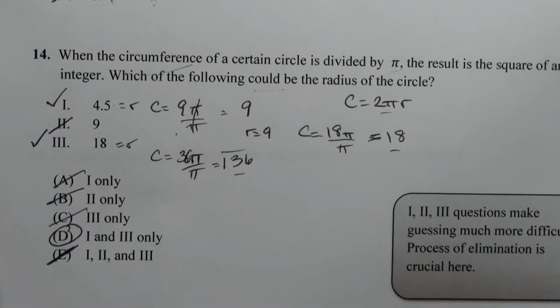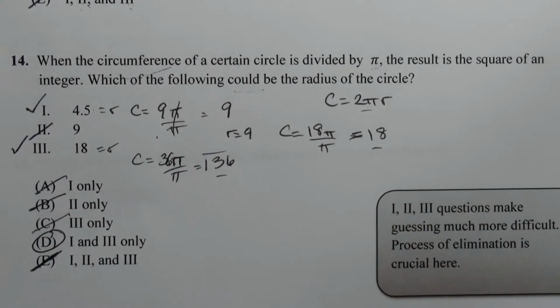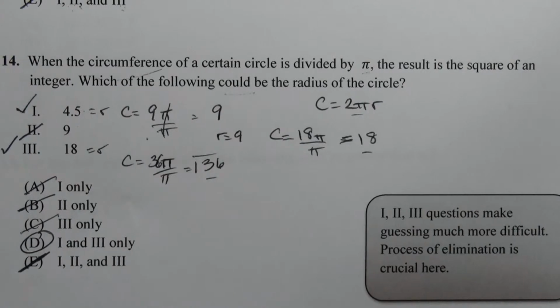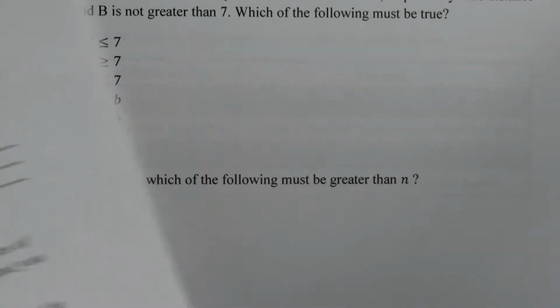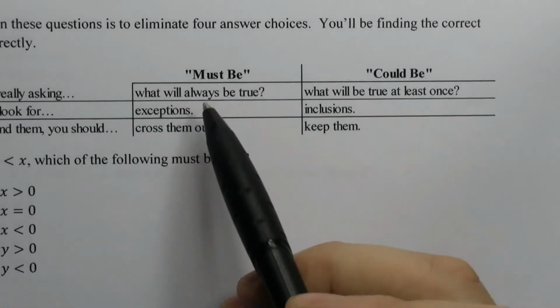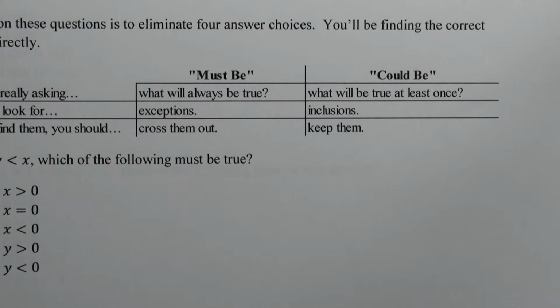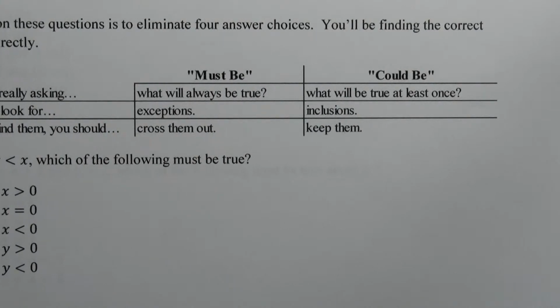So remember, when you're dealing with could-be questions, you really just want to look for one instance of truth, right? The second it works, it's in. You don't need to worry about that one anymore. So let's try a must-be question and see the difference, right? So as a reminder, with must-be, we're looking for opportunities to cross them off as opposed to opportunities to check them. That's a really, really important distinction.